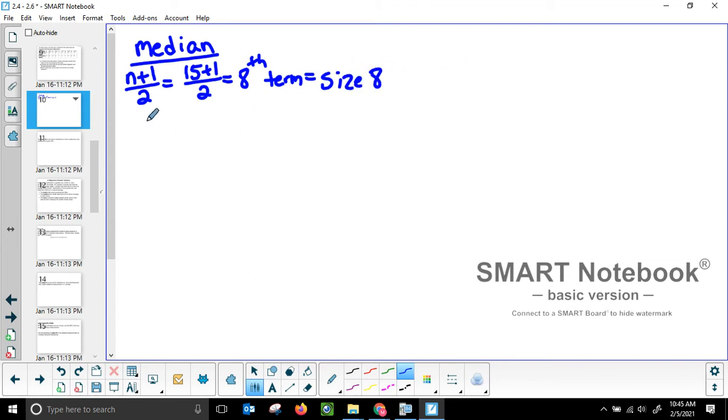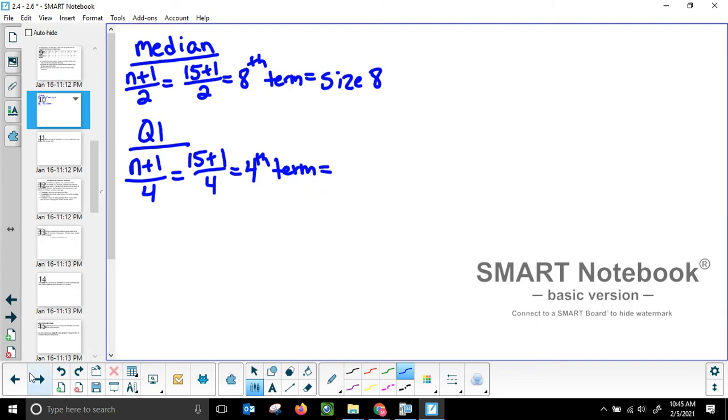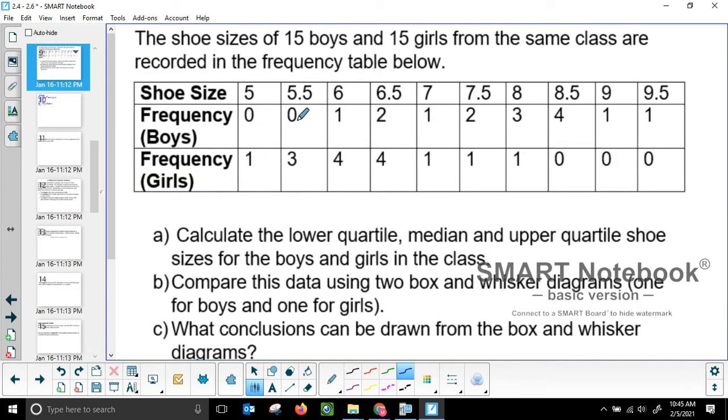Now we want to do Q1, which is n plus 1 over 4. My n is the same, so we have 15 plus 1 over 4. Again, 16 divided by 4 is 4, but 4 isn't the Q1, it's the 4th term. So when we go back and look at our data, 0, 0, 1, 2, 3, 4. So size 7.